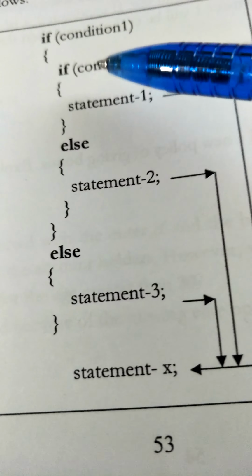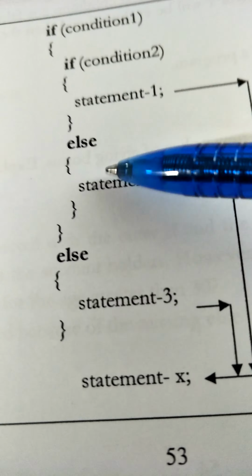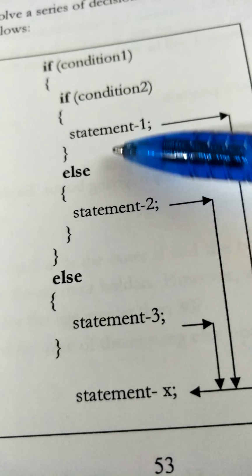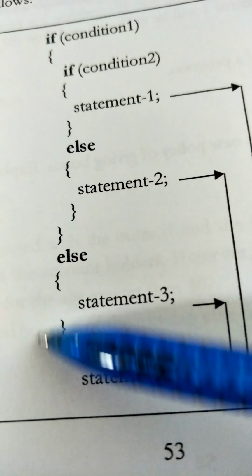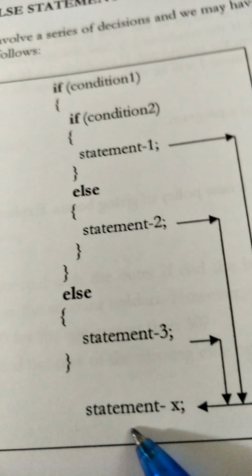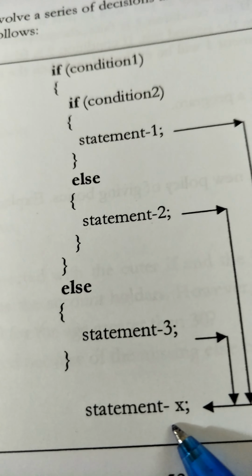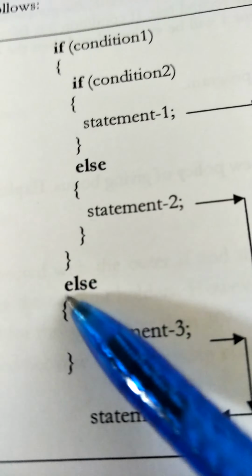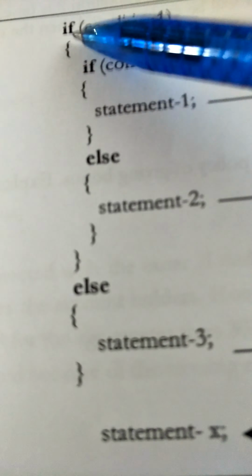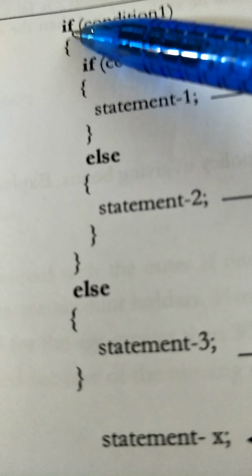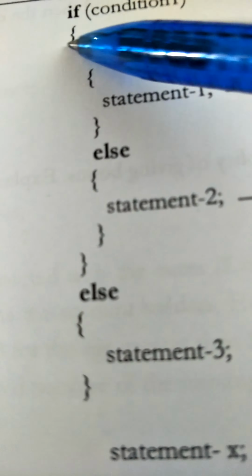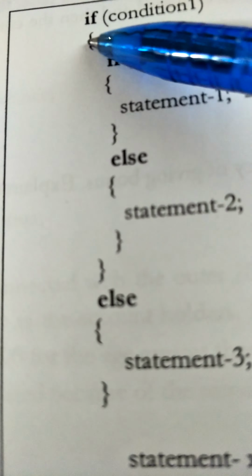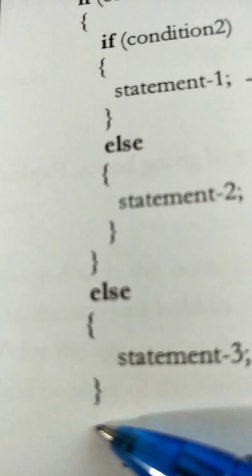And after having done statement 1 or statement 2 or statement 3, it jumps out of the if statement. So it goes to the statement X. So this statement X is located outside of the if statement. So the if statement is all the way from that open braces down to the end of else close braces here. That's for the if statement.